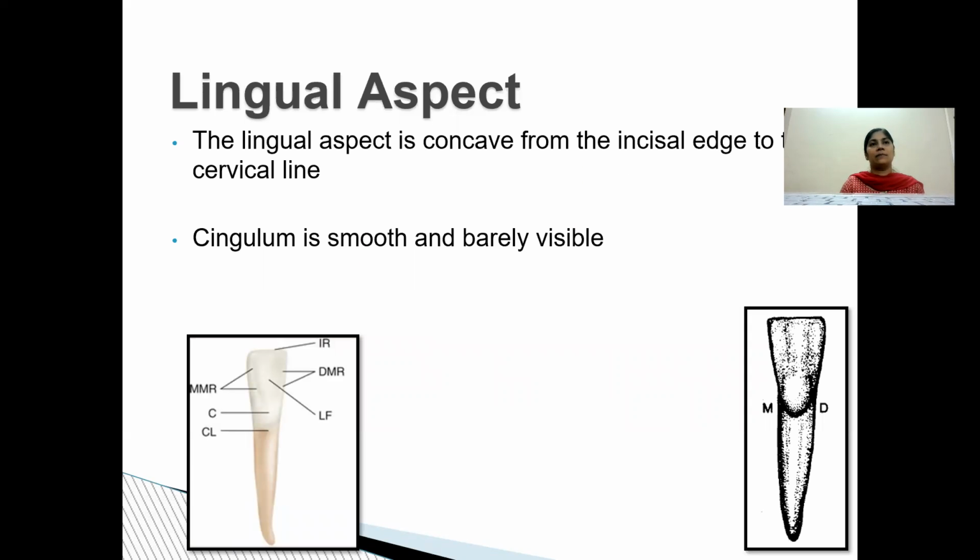The next aspect of the tooth is the lingual aspect. The lingual aspect is concave from the incisal edge to the cervical line. Cingulum is smooth and is barely visible. Below this slide, you can see a pictorial representation of the lingual aspect of the tooth. Here, the labeling shows IR, that is the incisal ridge, MMR, that is the mesial marginal ridge, DMR is the distal marginal ridge, LF is the lingual fossa, C is cingulum, and CL is the cervical line.